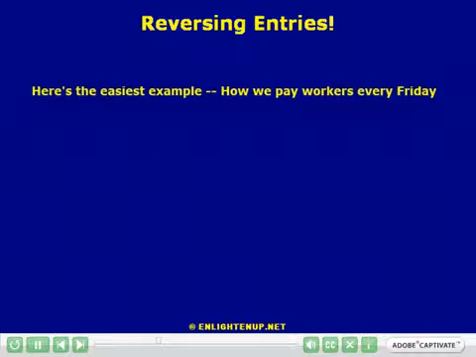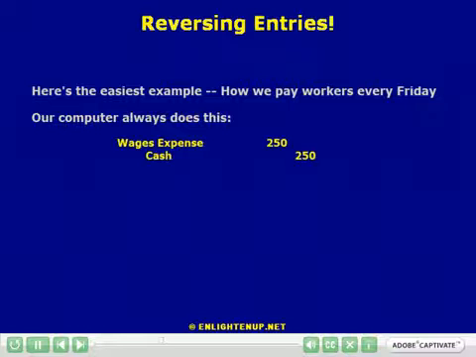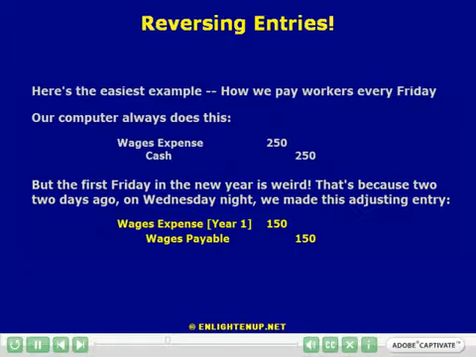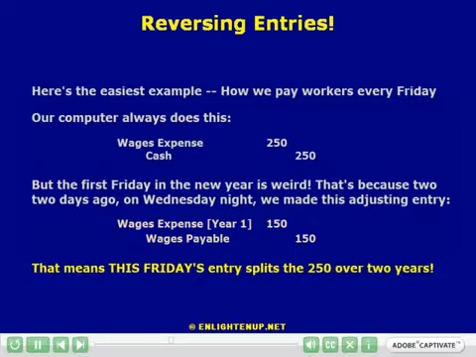The easiest example is the one we already mentioned, how we pay workers every Friday. Our computer always debits wage expense, credits cash, $50 a day, 5 days a week. But as we mentioned in an earlier discussion, this year, fiscal year end falls midnight Wednesday night. So 2 days ago, we made this adjusting entry. Debit wage expense, that is year 1 wage expense. Credit wages payable. We owe our workers for 3 days of work.